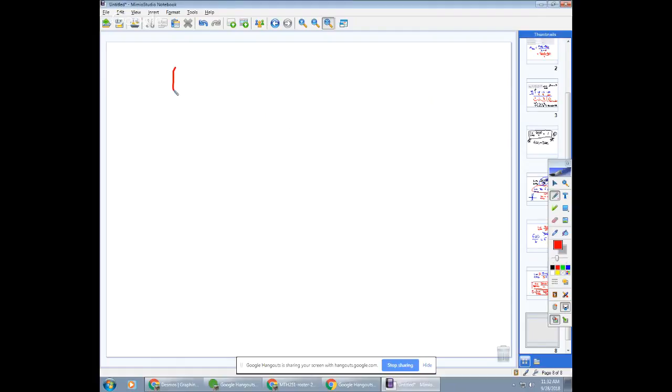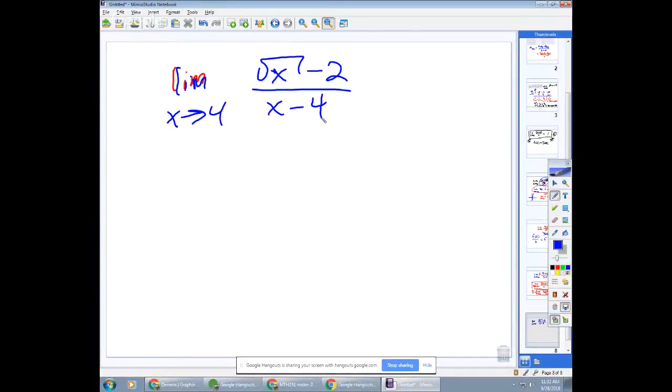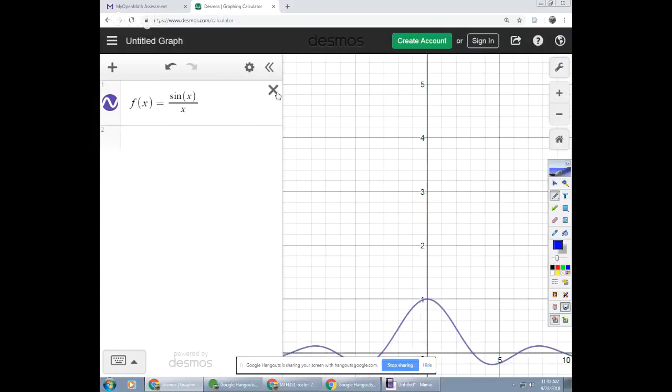Check out the limit. Let's write it in blue. The limit as x approaches 4 of the square root of x minus 2 over x minus 4. Plug that into your calculators. So Desmos that sucker, or TI, whatever your favorite utility is. Let's give it a name. f of x equals the fraction square root of x minus 2 over x minus 4.